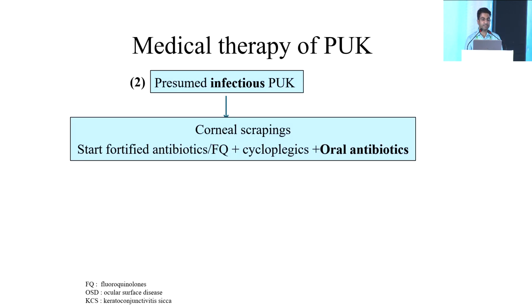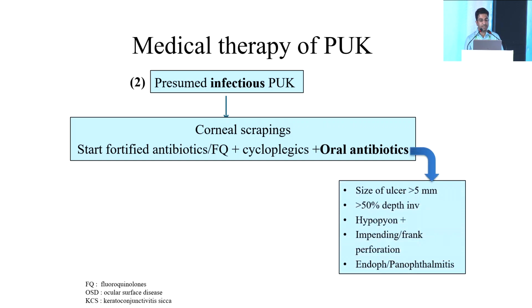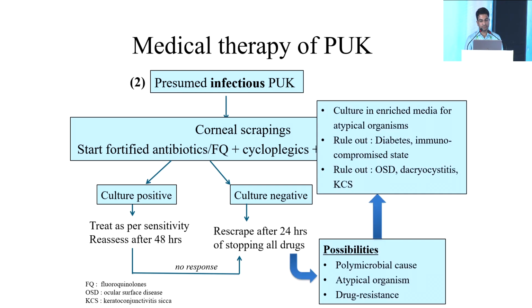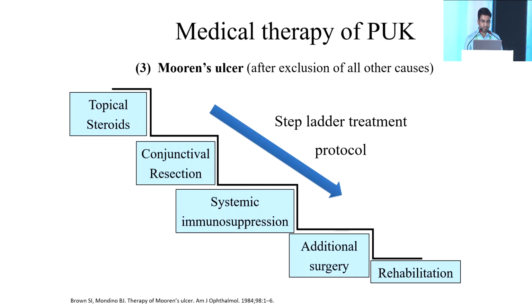In cases of infection, if you suspect an infectious cause of PUK, corneal scraping should be taken, and empirical antibiotics, either fortified antibiotics or monotherapy, can be started. Depending upon the size of the ulcer, you titrate the dose. If culture positive, as in any corneal ulcer, which is an infective pathology, you treat according to the culture positivity or negativity. So I'll not be dealing much with this.